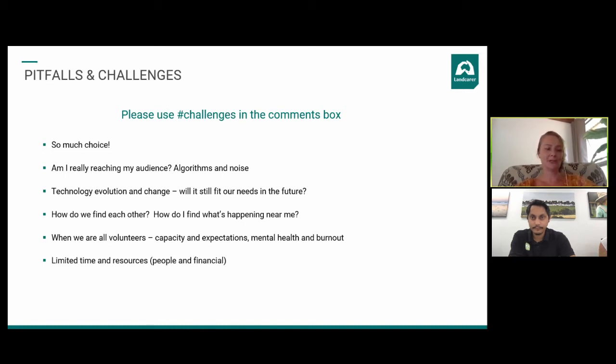And then also limited time and resources, that being people and financial. Often there's an expectation that these things will be taken up by one person or a paid person in the position of a coordinator role. So think about the sustainability of that, and when all of that knowledge is sitting just with one person, what would happen if that person suddenly wasn't available anymore?